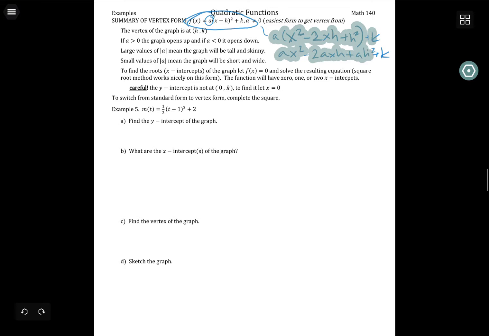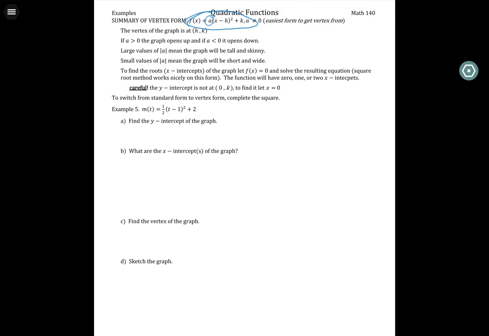And if a is bigger than 1, it's going to be taller and skinnier than x squared. And if it's between 0 and 1, it'll be shorter and fatter than x squared. Okay, the really important thing is that when you write it in this form, this number here and this number here tell you exactly where the vertex is.